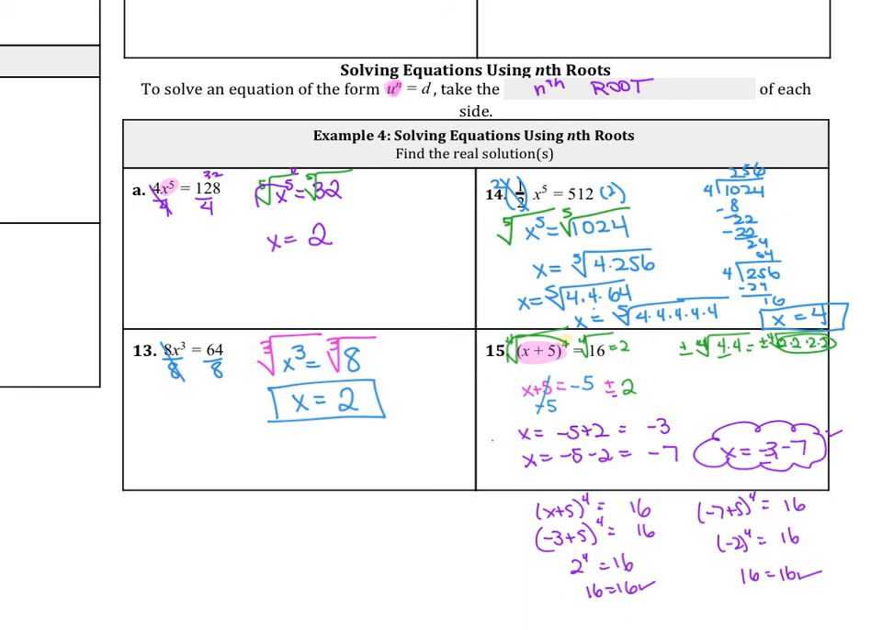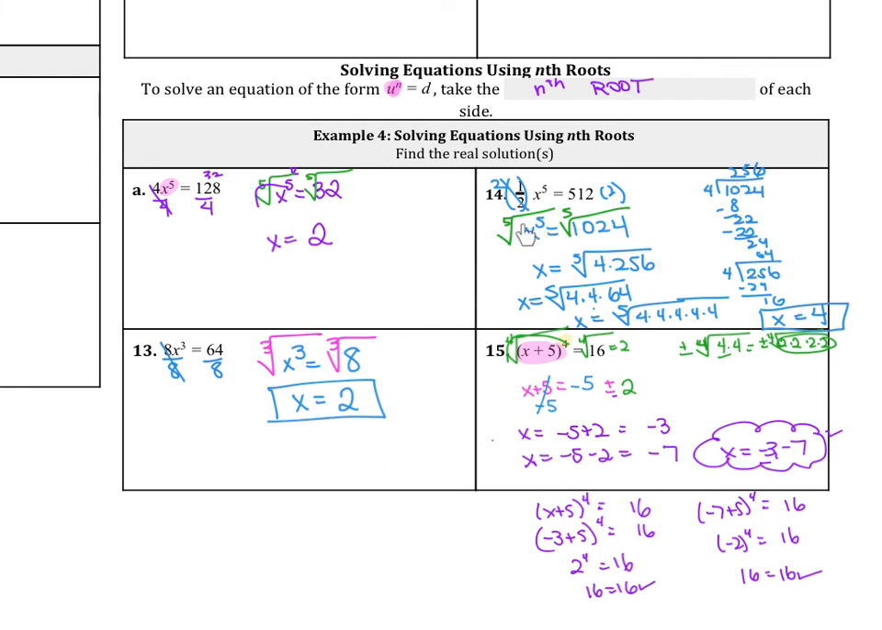All right, if you tried it out, let's do number 13 first. You divide by 8 from both sides to isolate the x cubed, and we get x cubed equals 8, since 64 divided by 8 is 8. Then you take the cube root of both sides, so that cancels out the cube here. We're left with x equals the cube root of 8, which is a positive 2. For 14, in order to get rid of the fraction, you multiply both sides by 2. That gets rid of the fraction, so we have x to the fifth equals 1,024.